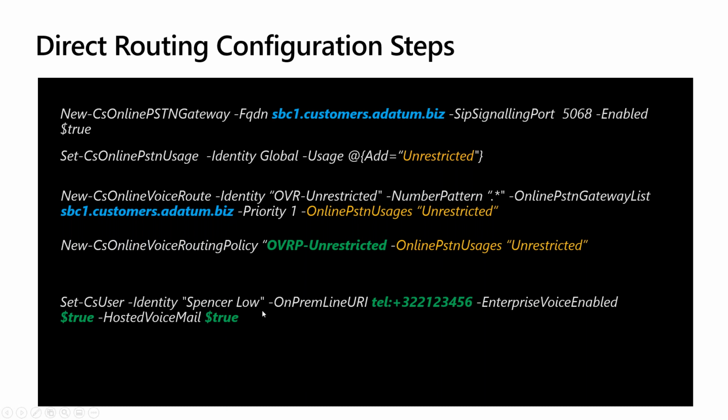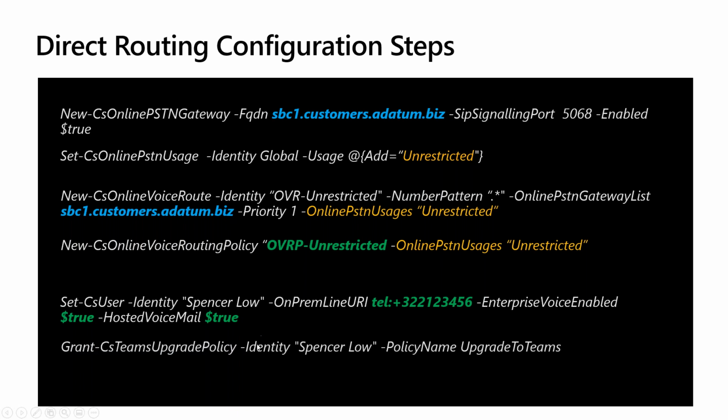We have to enable him with the on-prem line URI because this is a manual configuration and this is the way it works. It's just called on-prem line URI. This is coming way back from Skype for Business, but essentially we're using the same attribute for Teams. We're going to apply a number and we're going to say yes, is enterprise voice and yes, hosted voicemail. And then we are going to grant him upgrade to Teams if he didn't already upgrade to Teams.